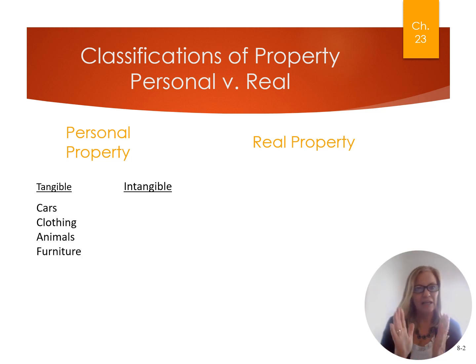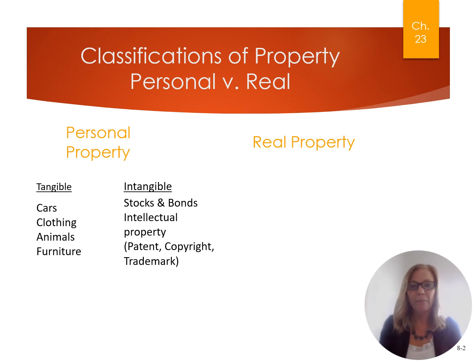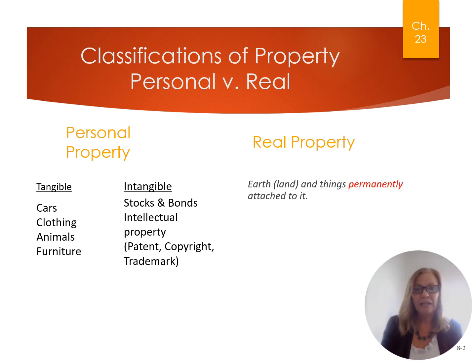You're thinking about things like cars, clothing, animals, furniture. Intangible property are going to be things like stocks and bonds, intellectual property, which will be covered in one of your chapters. And that covers things such as patents, copyrights, trademarks, things of that nature. Real property is going to be the earth and things that are permanently attached to it. That is what we consider real property.